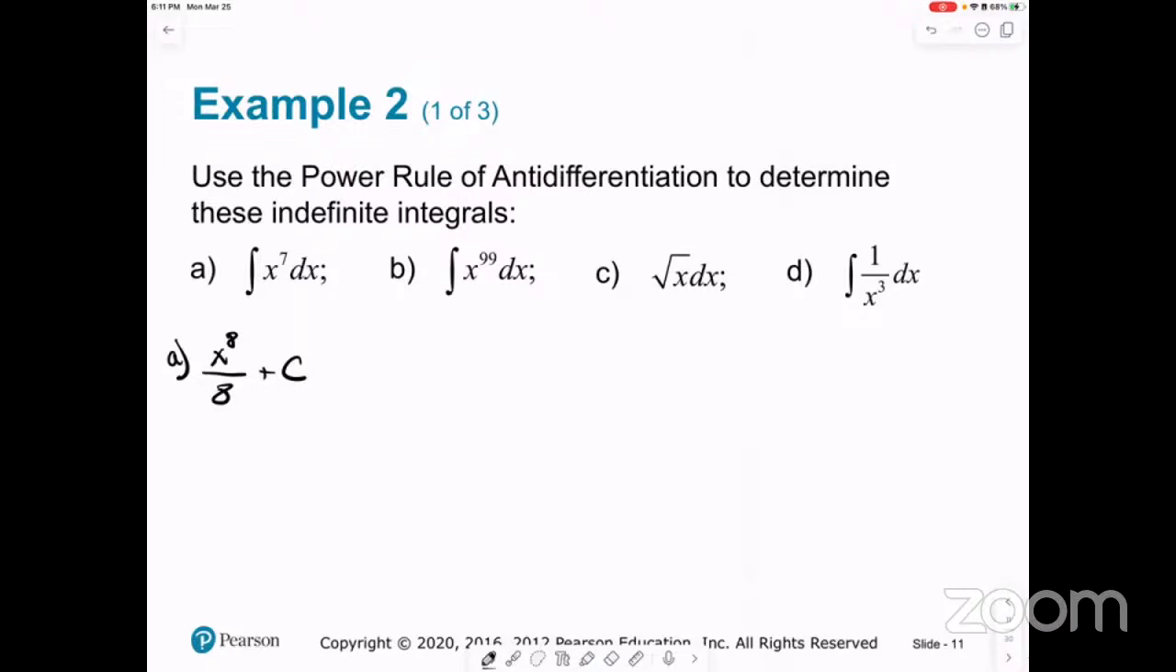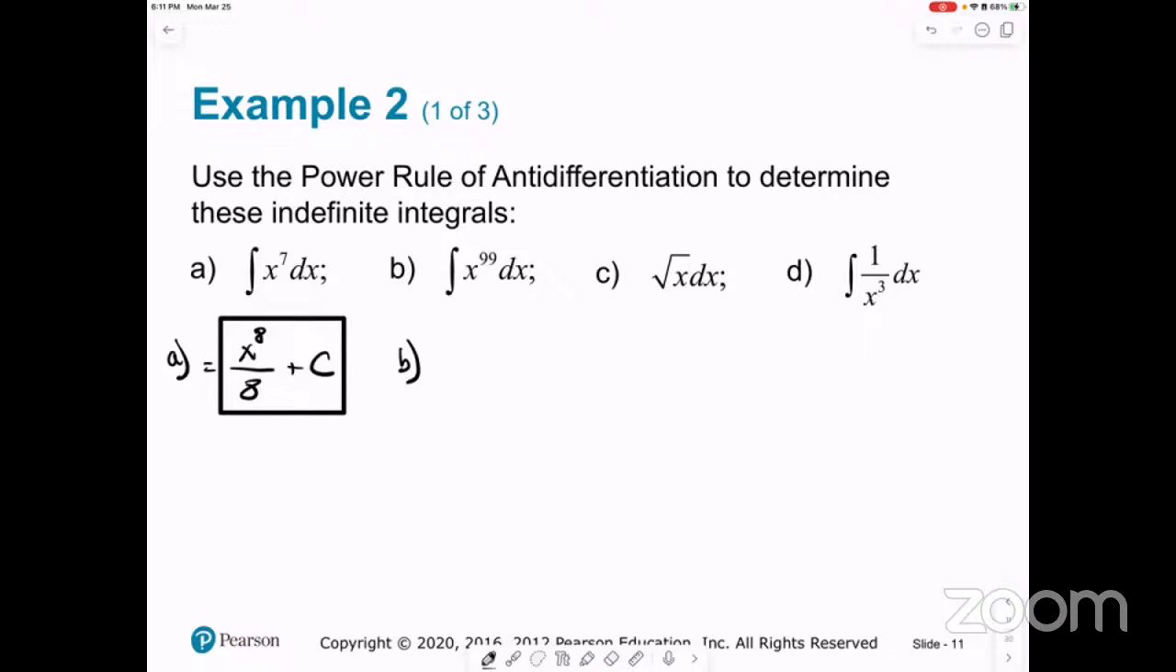Anyway, say we get this result, and again, we can check by taking the derivative. If we take the derivative, the 8 comes down and they'll cancel. We subtract 1 from the power, we get a 7, and the derivative of a constant is 0. So it's a quick check to confirm that that works. Okay, let's work on B.